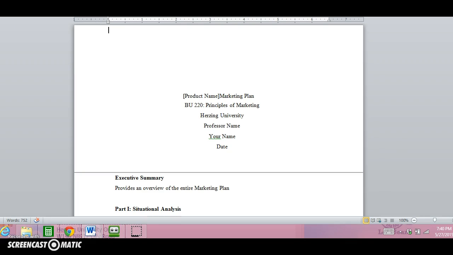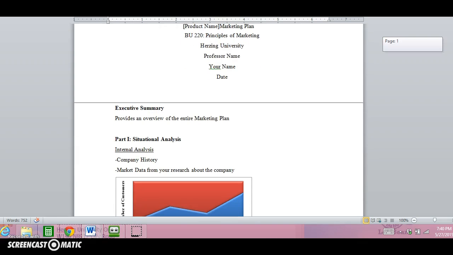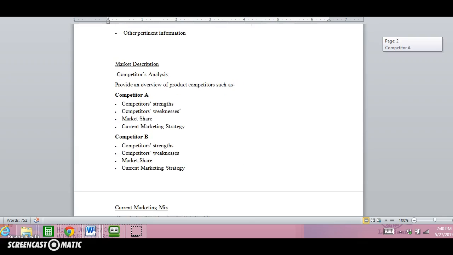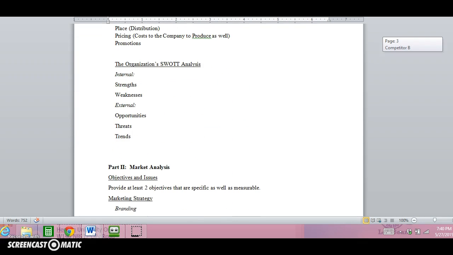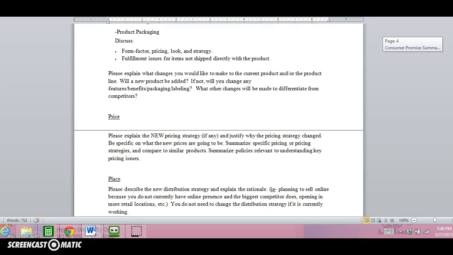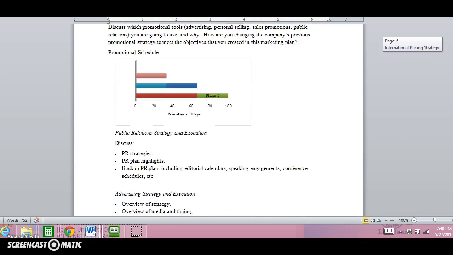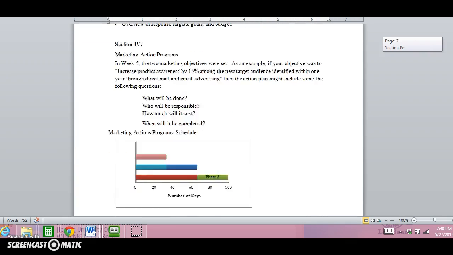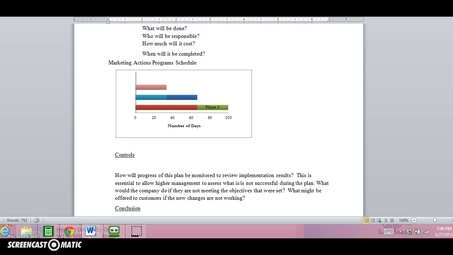However, I would like to say this is what the template looks like. You have your title page. It starts with the executive summary, goes on to part 1, carries on to part 2, part 3, section 4, and ends with your conclusion. Follow this, ensure that everything is APA formatted, that you use scholarly resources, and if you have any questions, concerns, issues, suggestions, please let me know, because I want you to be successful. Thank you for your time.